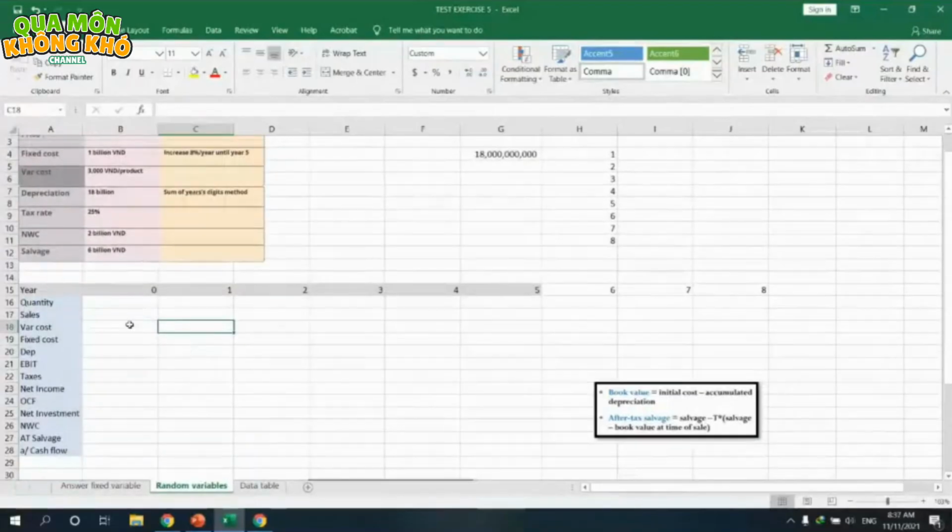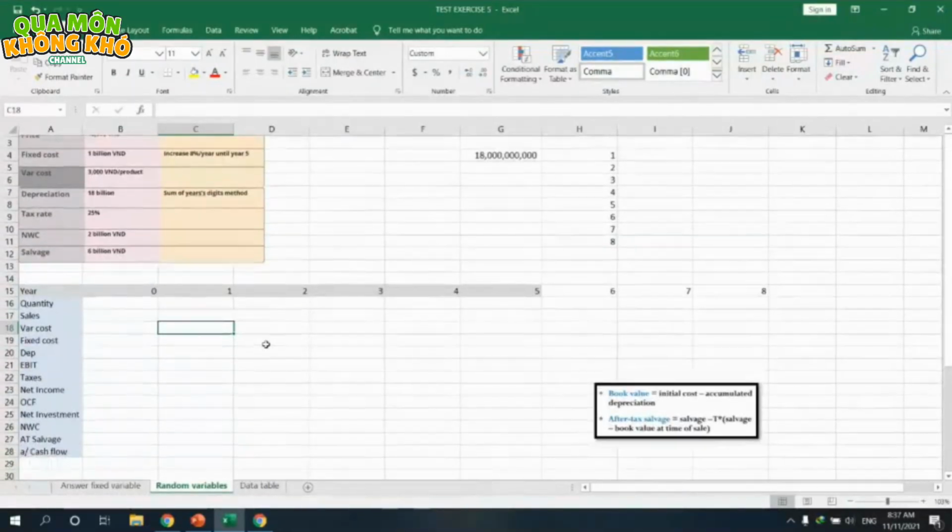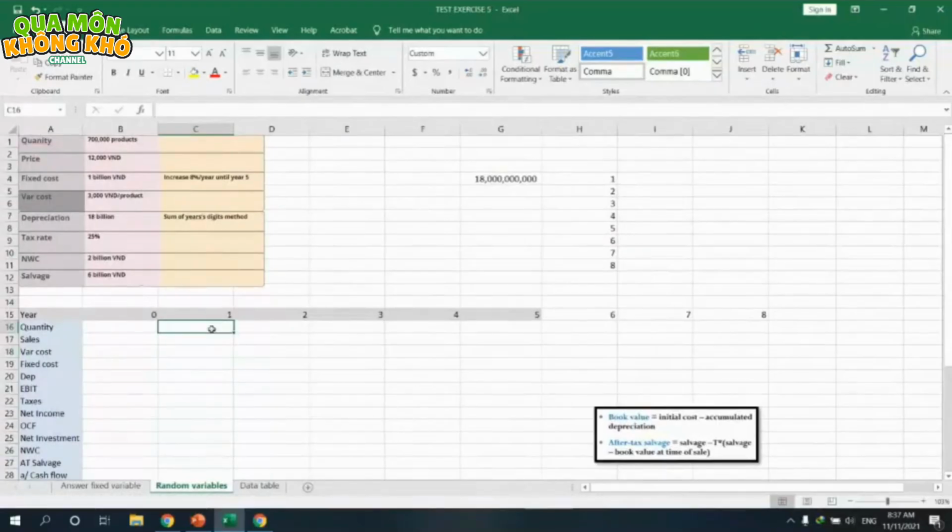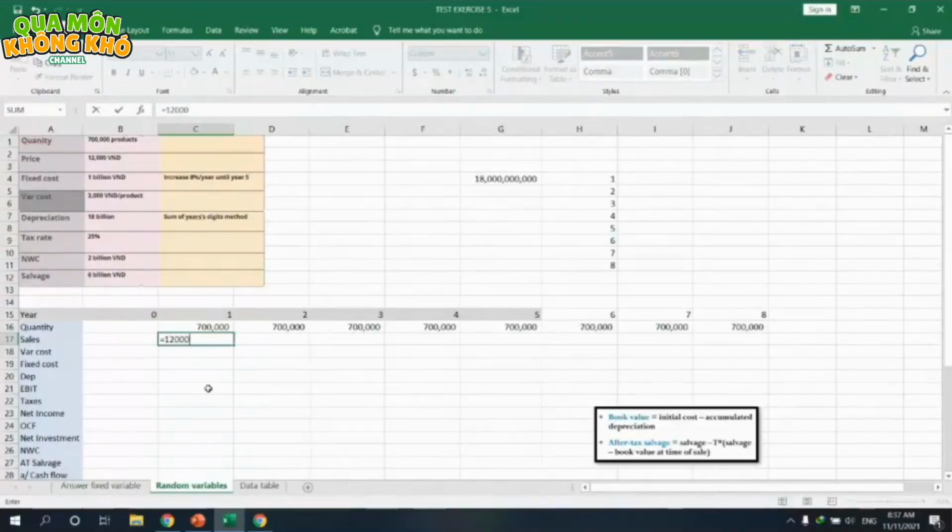And here's the variable that we need to calculate so that we can have the cash flow. So first we will fill in the blank some numbers. First we need the quantity, which is 700,000 to 3,000 products per year in 8 years. And we also have the sale here: we will take the sale price, which is 12,000, multiply with the quantity. We have 8.4 billion.